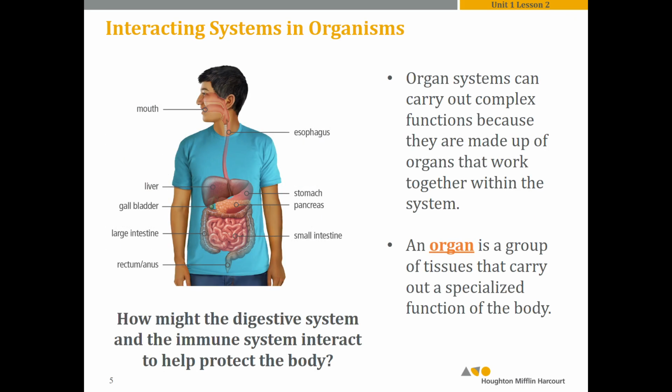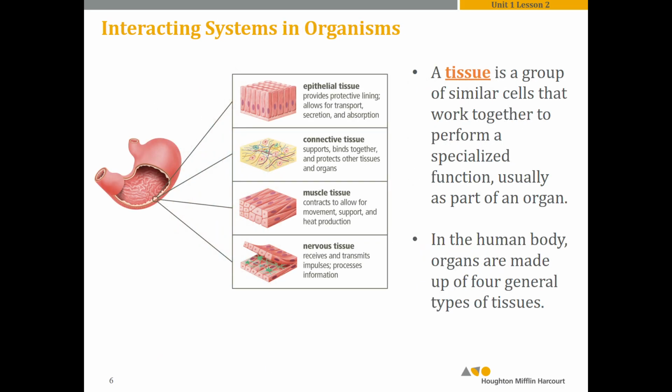What is an organ? So just like we say the different levels of biological organization, the cells make tissues, similar tissues make organs, organs make organ systems, and different organ systems make a complete organism. So an organ is a group of tissues that carry out specialized functions of the body. When we think about the liver, it is an organ. Our stomach is an organ. Our intestine is an organ. These organs combine to make different body systems.